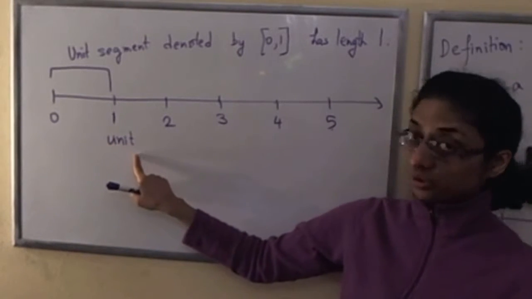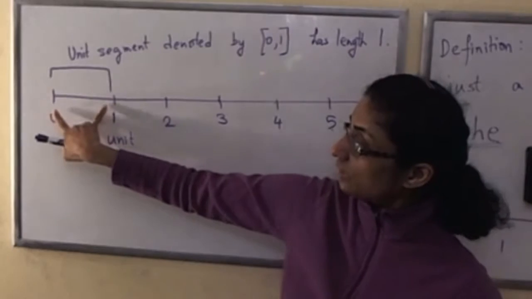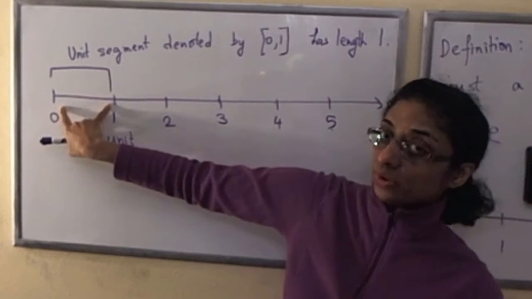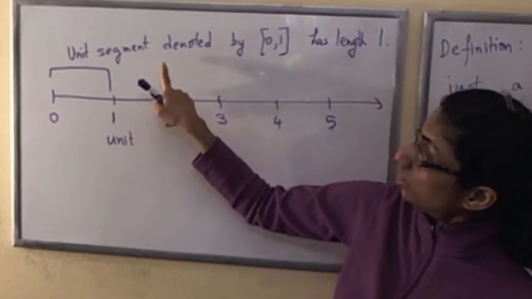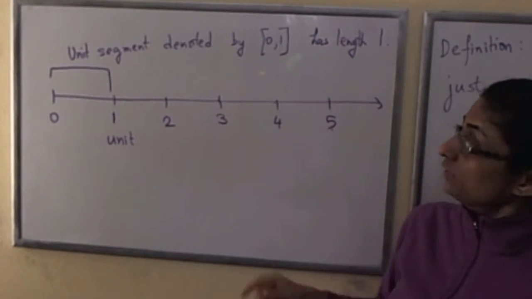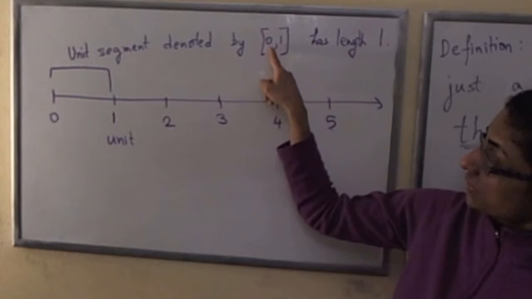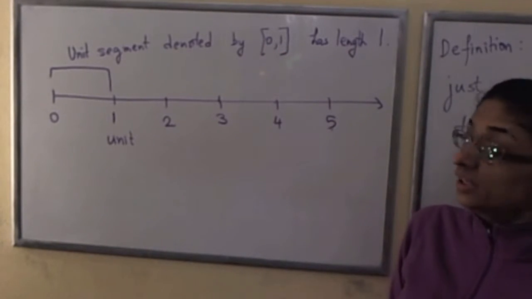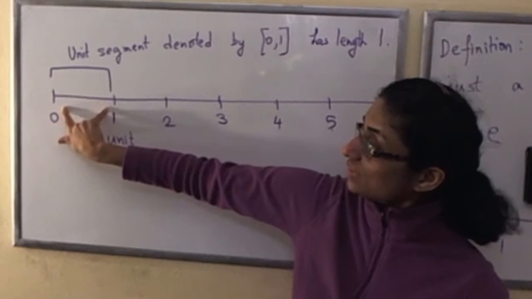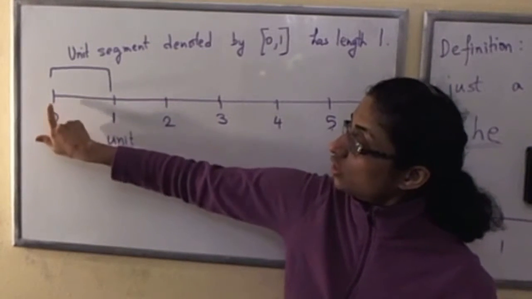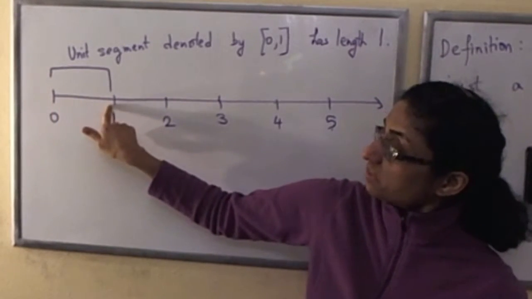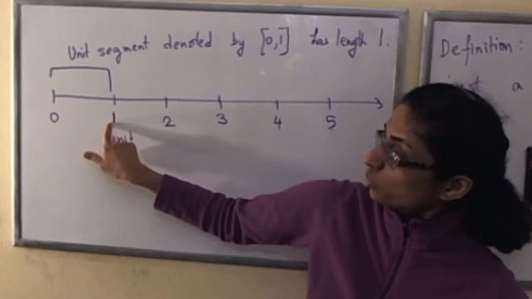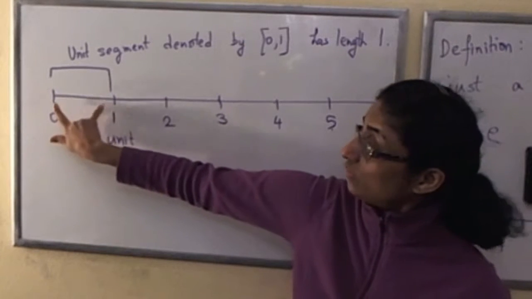One is called a unit, and the collection of points between 0 and 1. In other words, this particular piece of the number line is called a unit segment. And often we denote it by square bracket 0, 1, and complete it with a square bracket. We want to know what its length is, and we say if the segment starts at 0, and ends wherever it ends, and here the segment ends at 1. The right end point 1 we say is also the length of this segment.